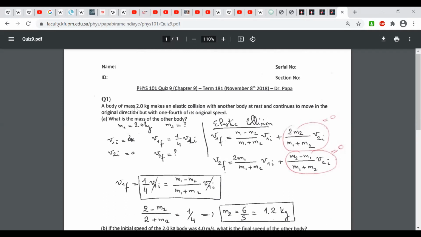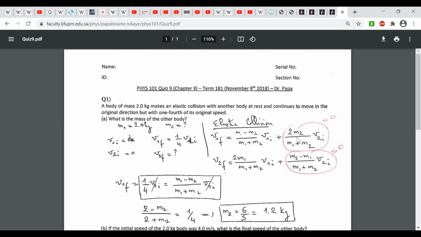Okay. So I know the mass of the first body, and it collides with another body at rest. And it continues to move in the same original direction, but with 1/4 of its original speed. The question is, what is the mass of the other body? M1 is equal to 2 kilograms, M2, I don't know. I know V1 initial. I did not give it, but I just said that V1 final is equal to 1/4 of V1 initial. Well, I know V2 initial is 0. V2 final, I can get it later.